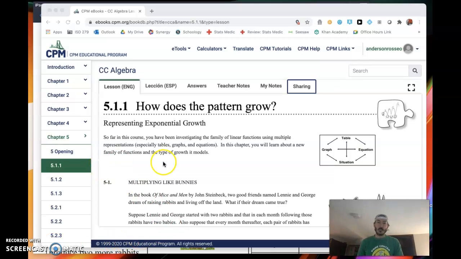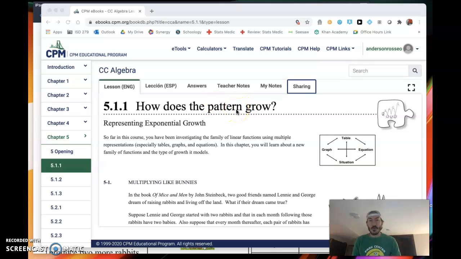And we've seen the representation web, and we're not necessarily going to talk a ton about the equation today, but we will talk about the table, we'll talk about a pictograph, and we'll talk for sure about the situation. We are going to be starting chapter 5. We're in section 5.1.1 in our CPM ebook, and here's our guiding question.